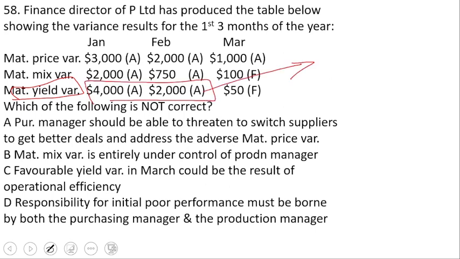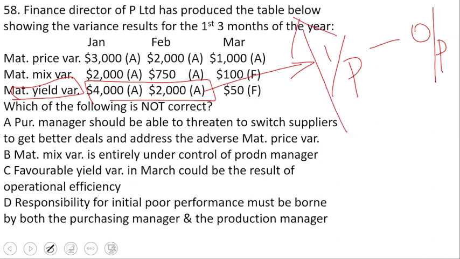What is material yield variance? That measures the relationship between the input and the output. So when is there an adverse material yield variance? When the input increases unreasonably, or there is a lot of wastage of the raw materials. That is when the material yield variance turns out to be adverse.